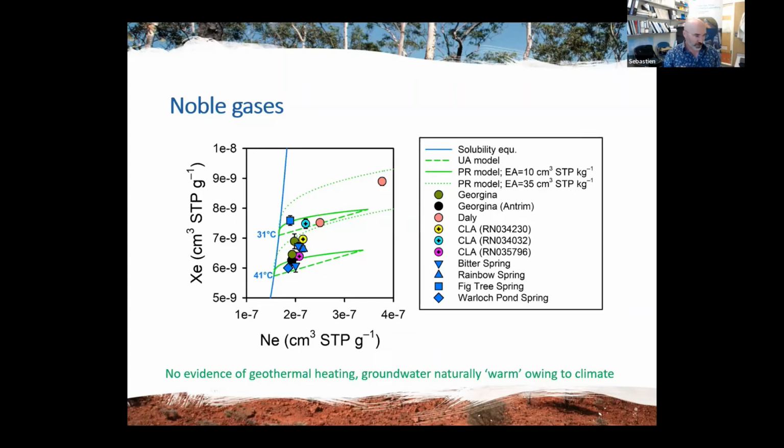The short story for the springs is that if you look at the makeup of the noble gases, the inferred temperature at the time of recharge would be around 30 degrees. So the short story is that the springs are warm because it's bloody warm in the territory during the wet season, not because there's a geothermal contribution to the spring. It's also useful in the context of quantifying how much that deeper groundwater source is contributing to the springs. What this means is that either that deeper source is not that deep, or that it comes from deep, but it's so small that it doesn't really change the overall temperature.